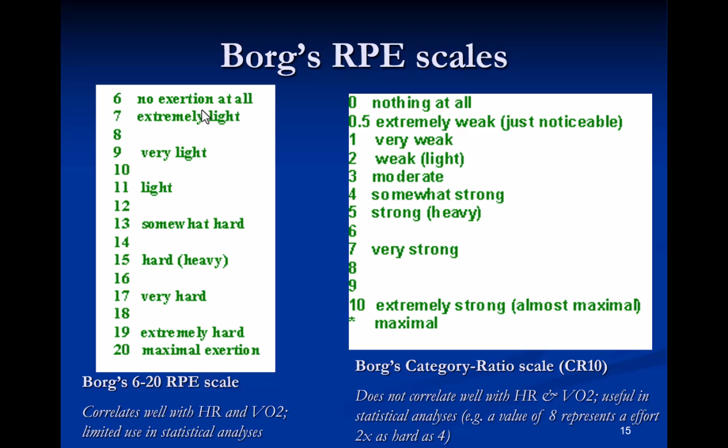You can also use a 0 to 10 scale, but for laboratory purposes, most times the 6 to 20 scale is preferred because it correlates well with VO2 and also heart rate.